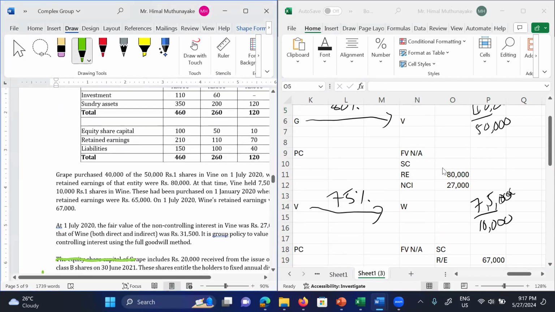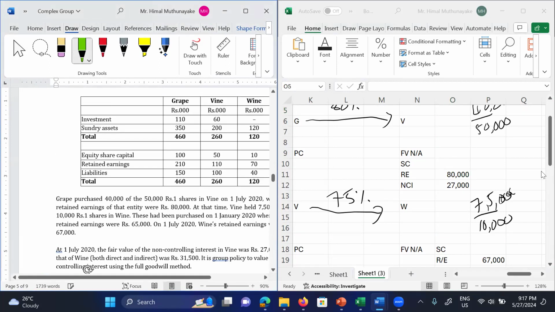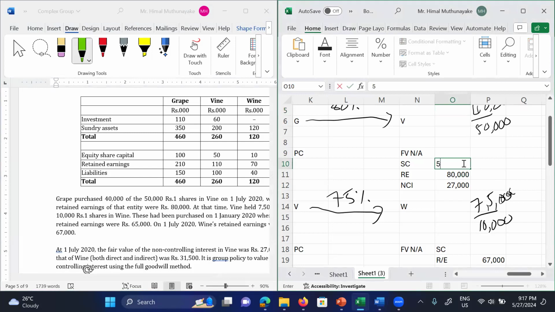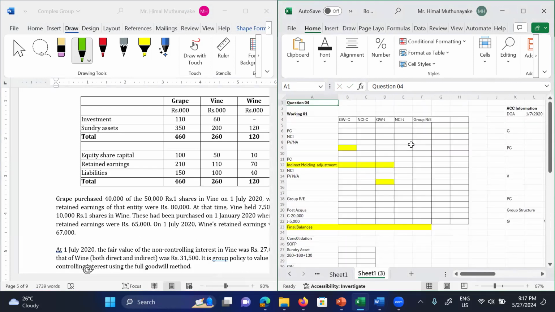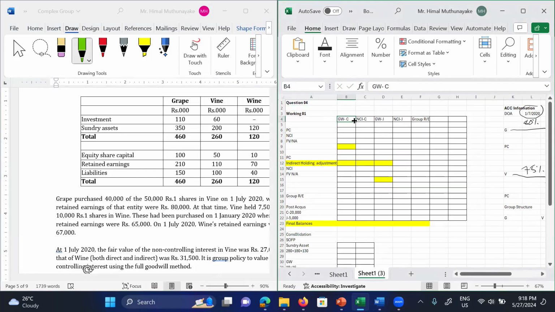Now all the things we have recorded. Only the share capital we have recorded. This is 50,000, and it should be 10,000. Now all the information is recorded. Now I want to move to the adjustment working. So working on NCI of V, goodwill of V, goodwill of W, NCI of W, and the group retained earnings.